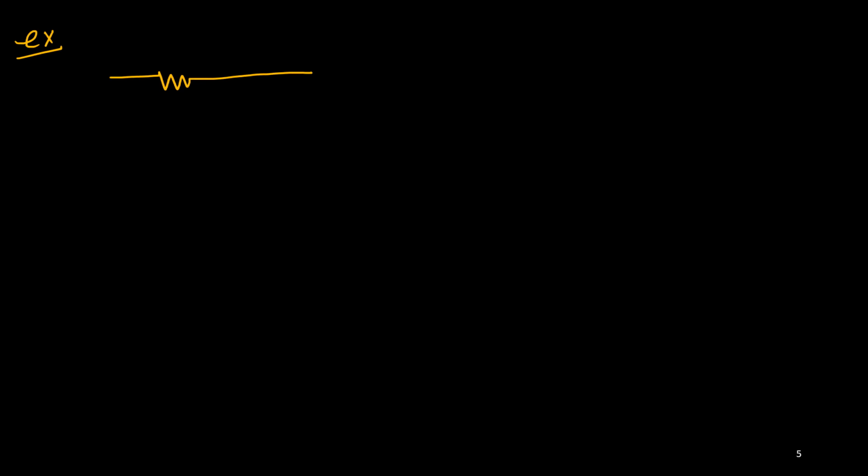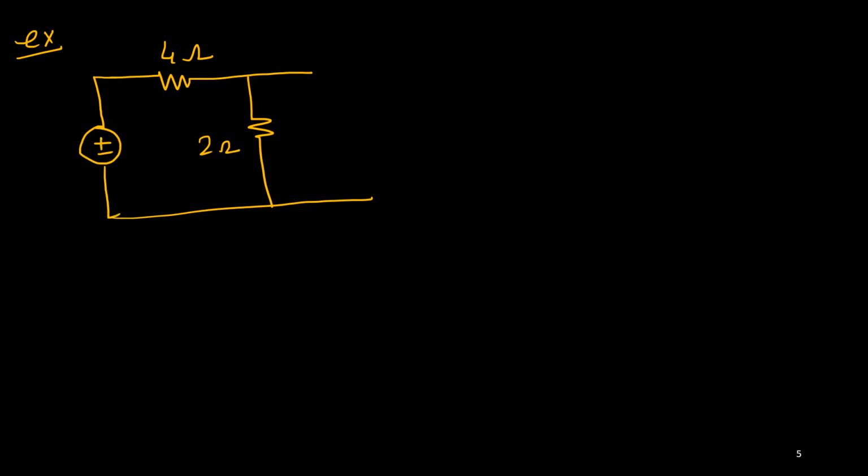A very simple circuit. This is suppose 4 ohm, this resistance, this is suppose 2 ohm, and here is a source, a voltage source, its value is 15 volt, and I will consider one more source here, and this is a current source, suppose downward, and that value is suppose 3 ampere.